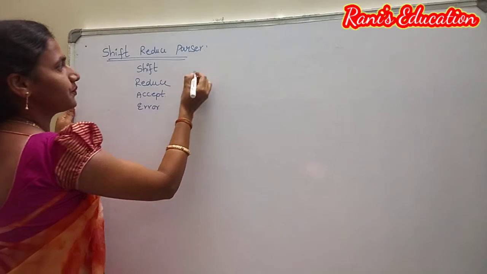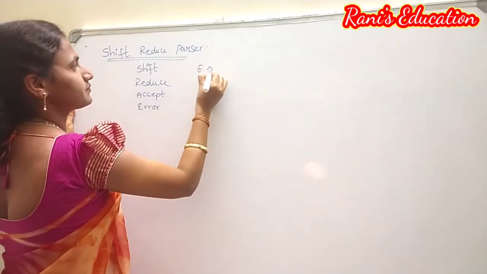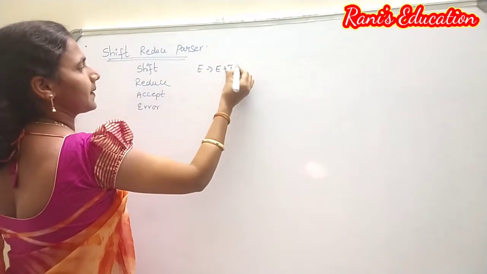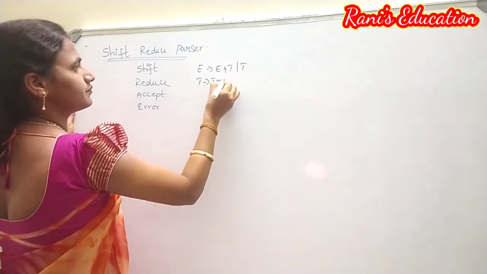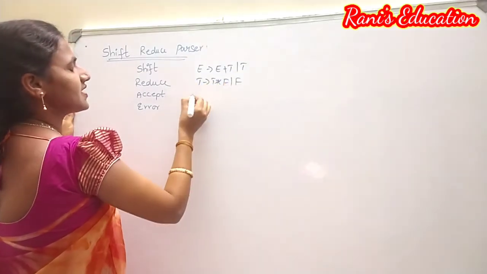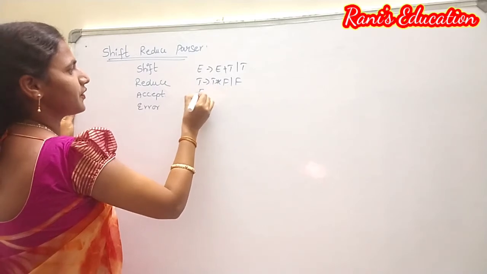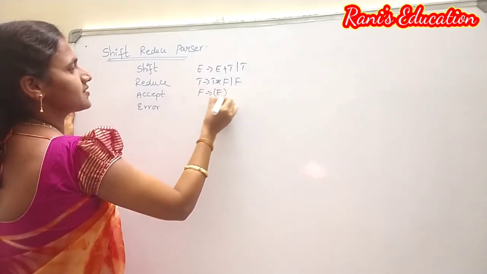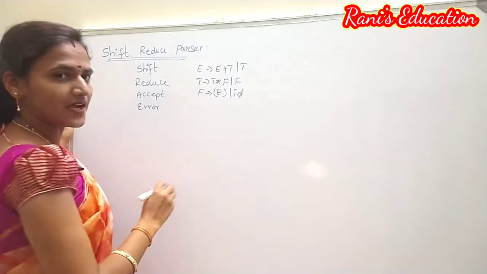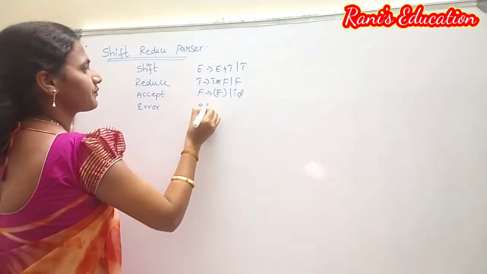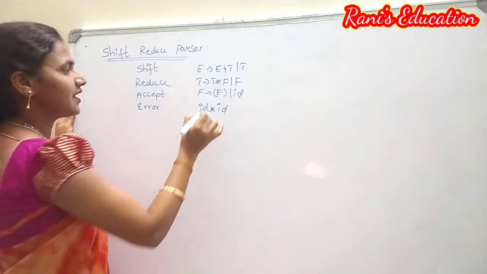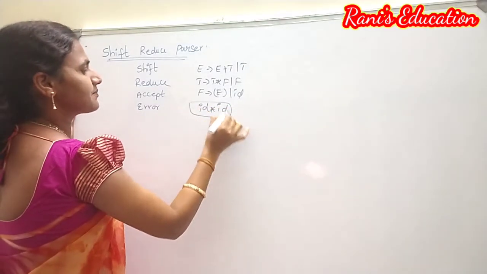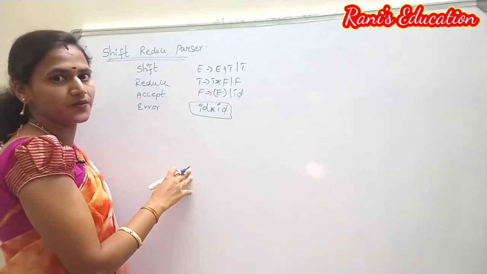So let us assume the grammar is E → E plus T | T, T → T star F | F, F → id. Let us assume the string is id star id. We need to check whether this string is accepted by the shift reduce parser or not.